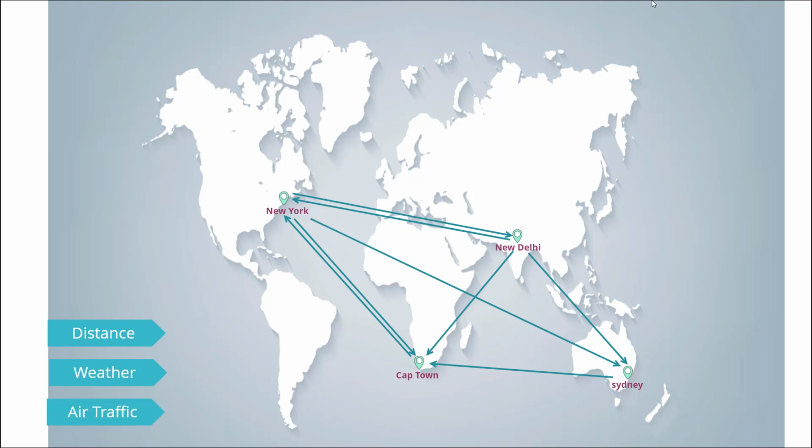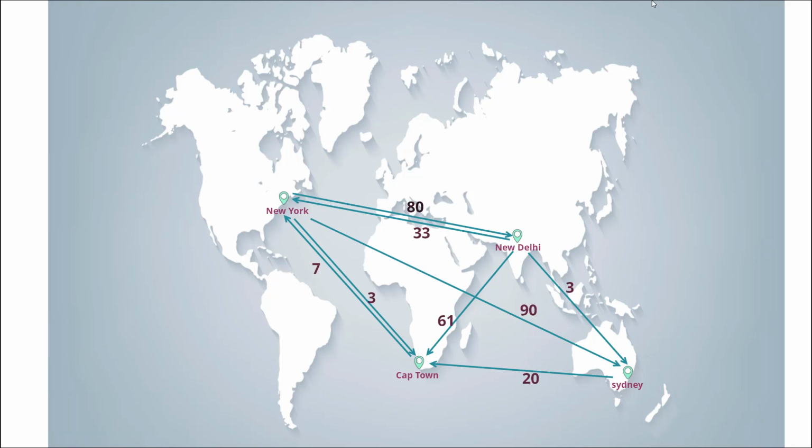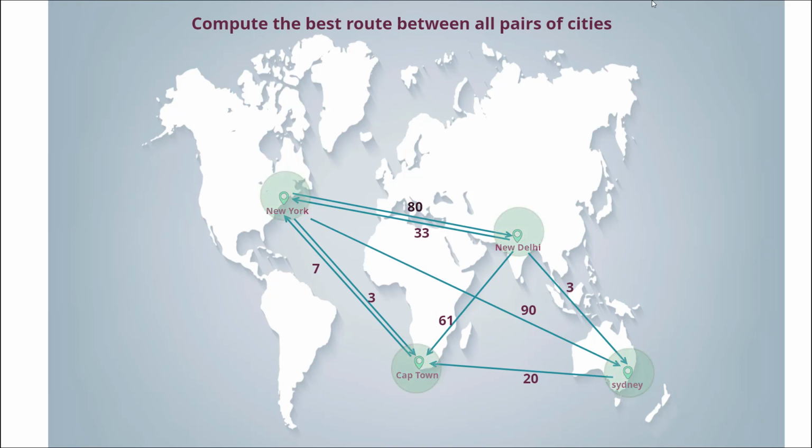To find the best route, a weightage is given to the route between each pair of cities. The weightage is calculated based on a number of factors like distance, weather, and air traffic. And this weightage will vary on a daily basis. The best route can be picked by choosing the route with lesser weightage. Now the requirement of this problem is that we have to pre-compute the best route for each and every pair of cities. Now can we solve this problem using a graph?